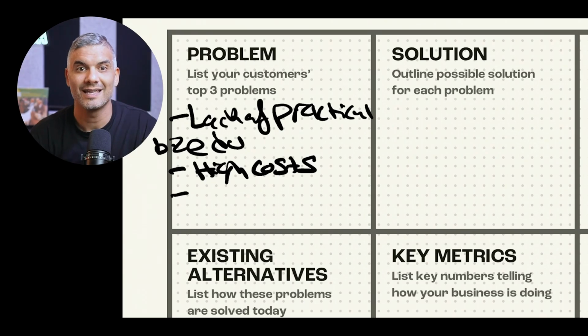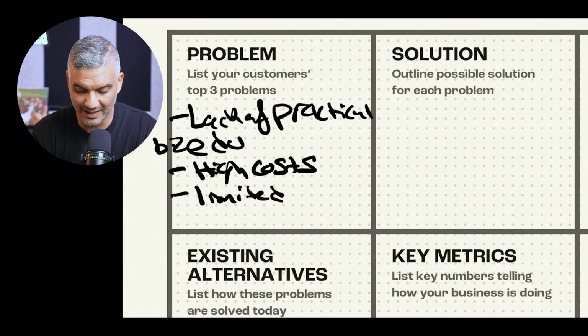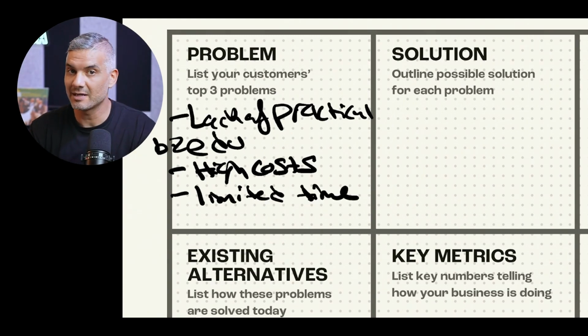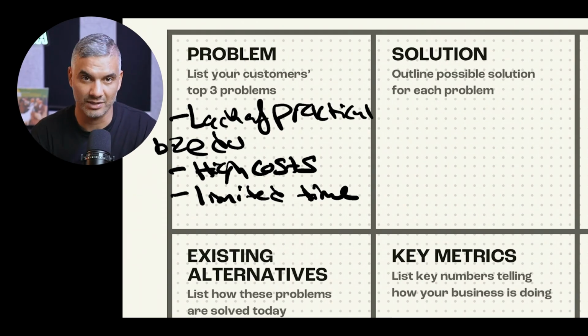Next problem we solve is time. People have a limited amount of time. They don't have a lot of time to go to business school if they have a full-time job and a family to take care of, right? So these are the 3 problems that we set out to solve.